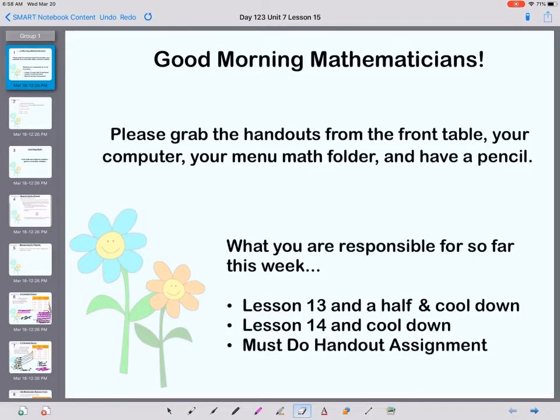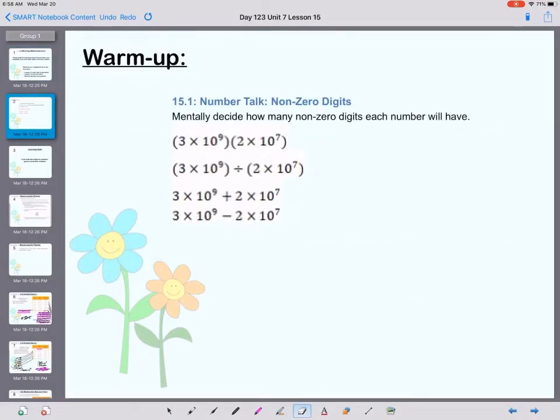All right, today's lesson, like I said, is about addition and subtraction of scientific notation. So if you look at your warm-up, yesterday we learned about multiplication and division, which is the first 2. And then today we're going to learn about addition and subtraction. So it really just wants you to get thinking about how you transfer those numbers and what you would result in after you add or subtract them. So take a second and mentally decide how many non-zero digits each number will have.